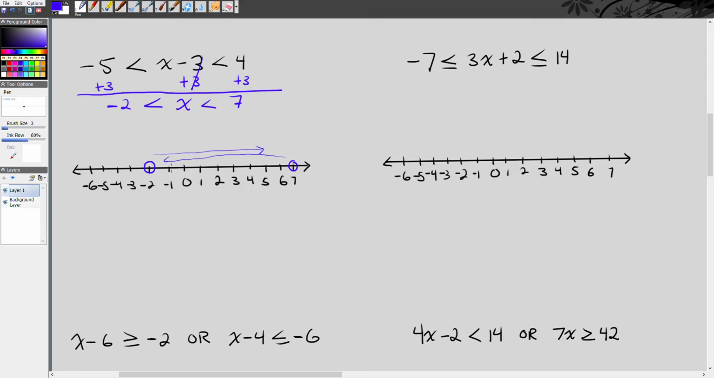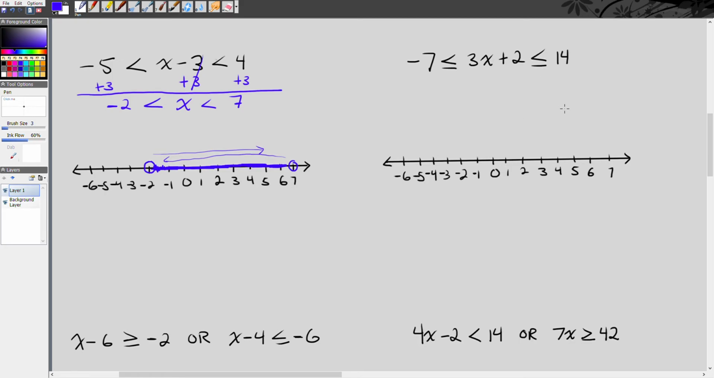So where do they overlap? In this space in the middle. So we just shade in this space in between the two circles. And that's how we would graph this compound inequality. Let's take a look at the next example.